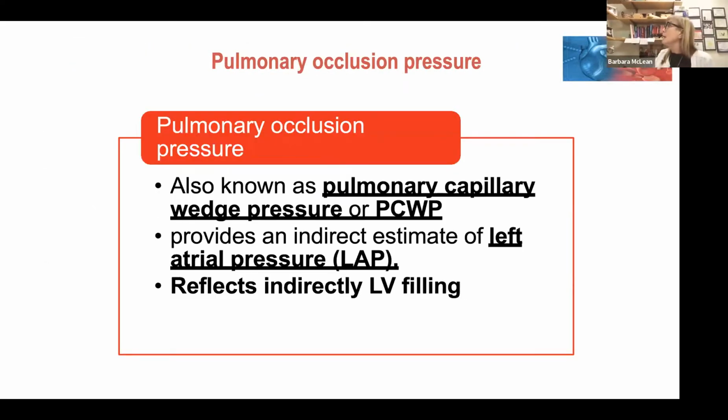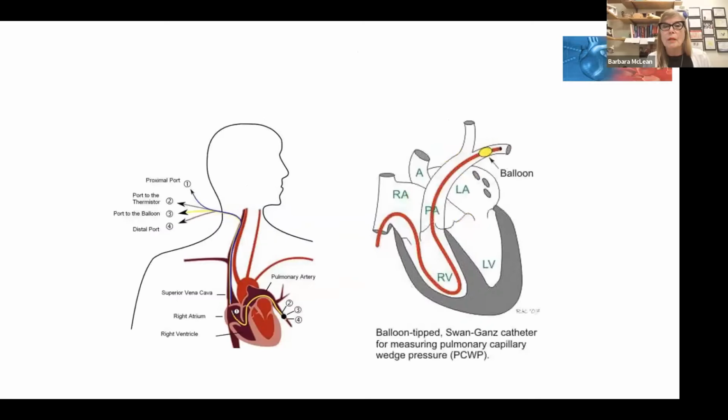Okay, for the last few minutes, I'm going to talk about pulmonary occlusion pressure, also known as wedge, PCW or PAOP, which is the correct term, pulmonary artery occlusion pressure. It indirectly reflects the left atrial pressure, and the left atria fills the left ventricle. So again, it indirectly reflects LV filling.